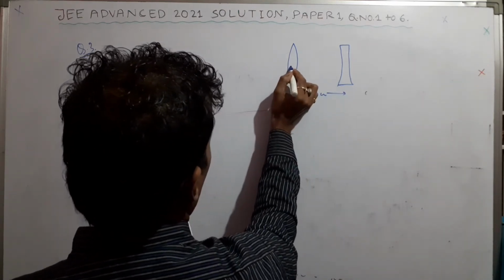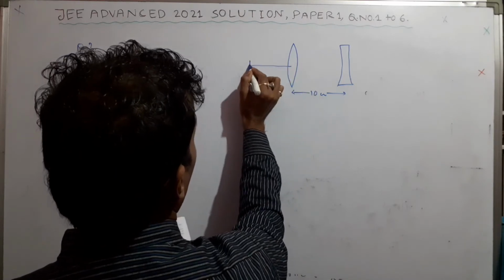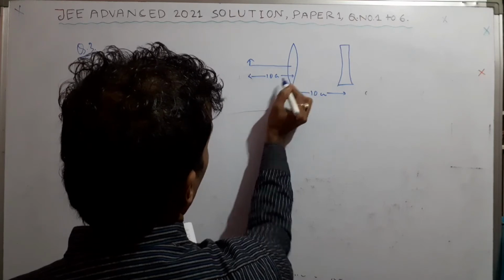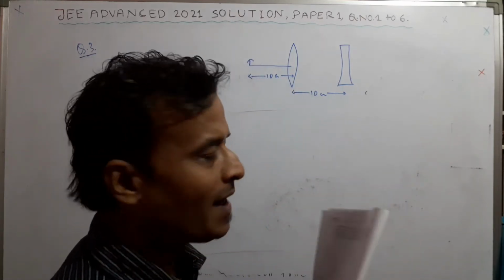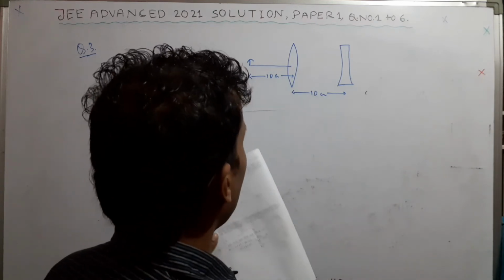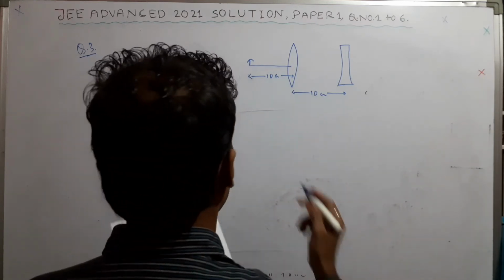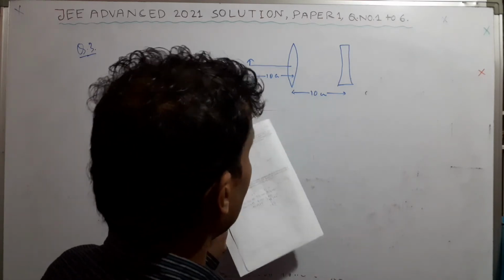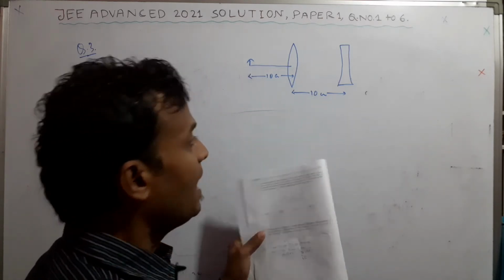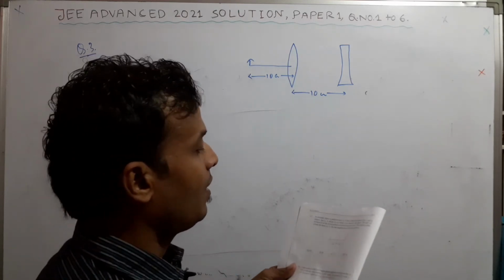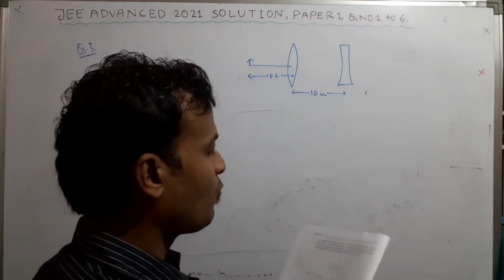Okay, and an object is placed at a distance of 10 centimeter from the convex lens. First of all we have to find out the focal length of each lens. It is given that the radius of curvature of each surface of each lens is 20 centimeter, and the lenses are placed in air, with refractive index of the lens material 1.5.